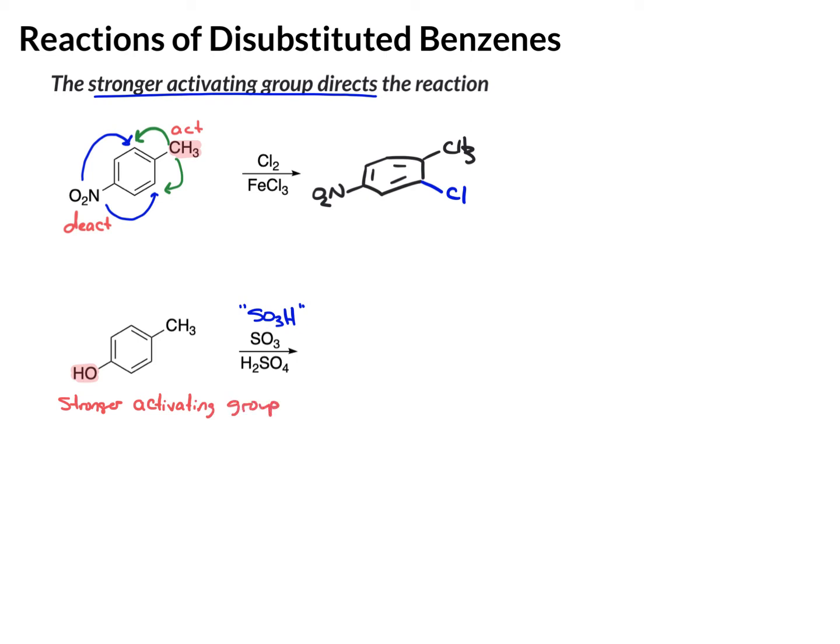And from there, the OH directs ortho-para. So it directs its ortho positions. It also directs para, but that position is blocked by the methyl. So when we draw the product, here's our methyl, OH, and then we'll put the SO3H ortho to the OH group.